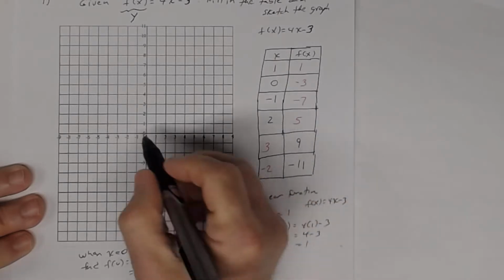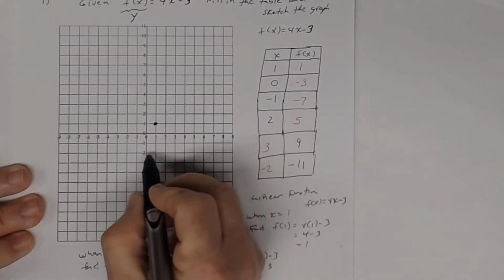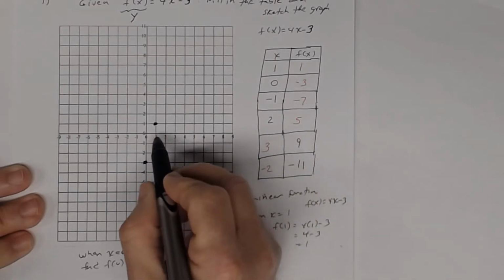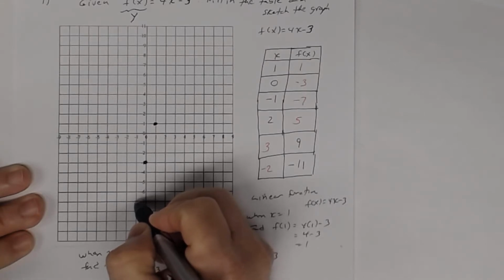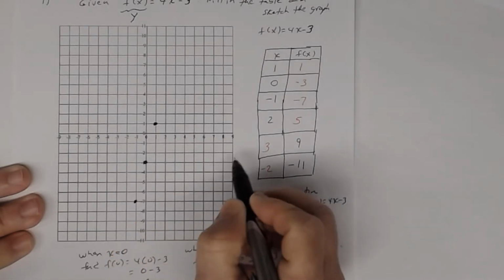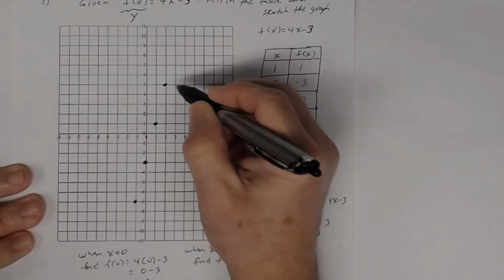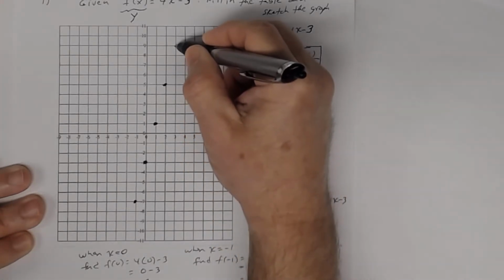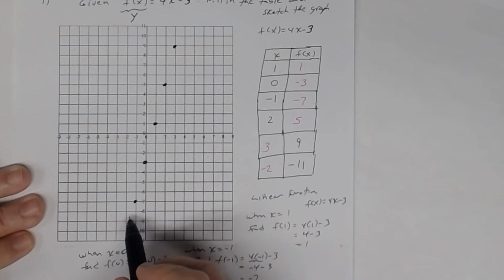All right, so 1, 1 is in the first quadrant right here. So there's the point 1, 1. 0, negative 3 is on the negative y-axis right here. Negative 1, negative 7 rather, is right here. 2, 5 is in the first quadrant right here. 3, 9 is also in the first quadrant, so that's right here. And then finally, negative 2, negative 11 is in the third quadrant, so that is right here.